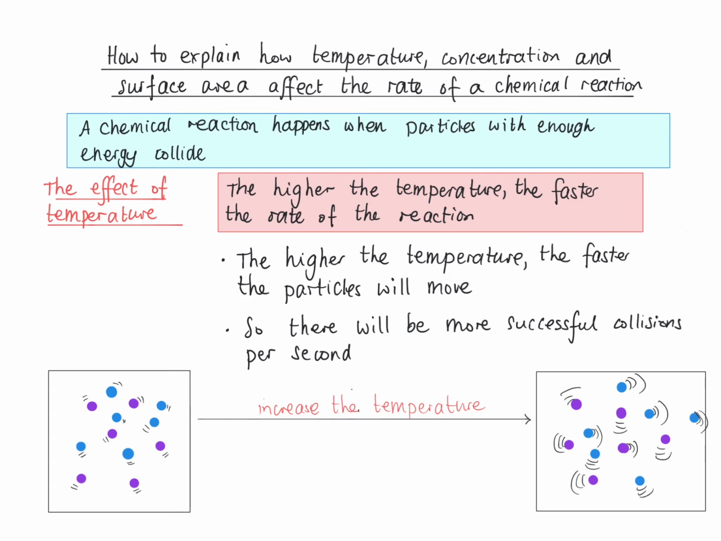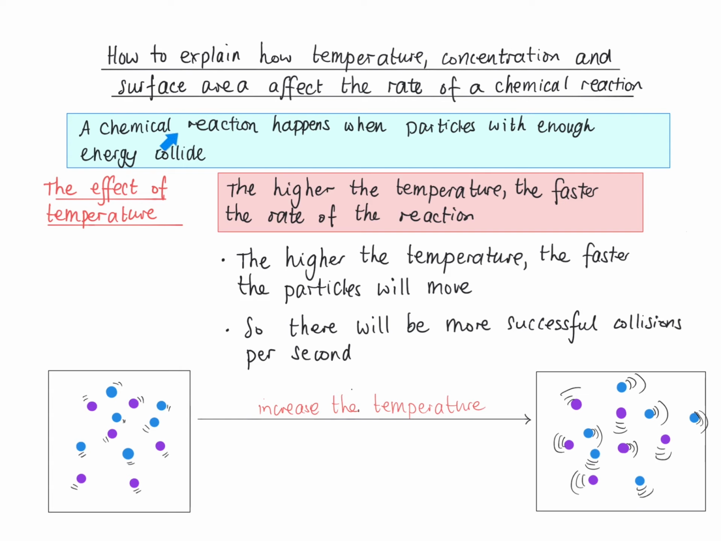The reason for that is, the higher the temperature, the faster the particles move, and because the particles move more and more quickly, there are more successful collisions per second at a higher temperature. If you think about it this way, these are our particles, we've got purple ones and blue ones. If they're moving slowly, they're less likely to bump into each other than if they're moving quickly, when they're more likely to bump into each other.